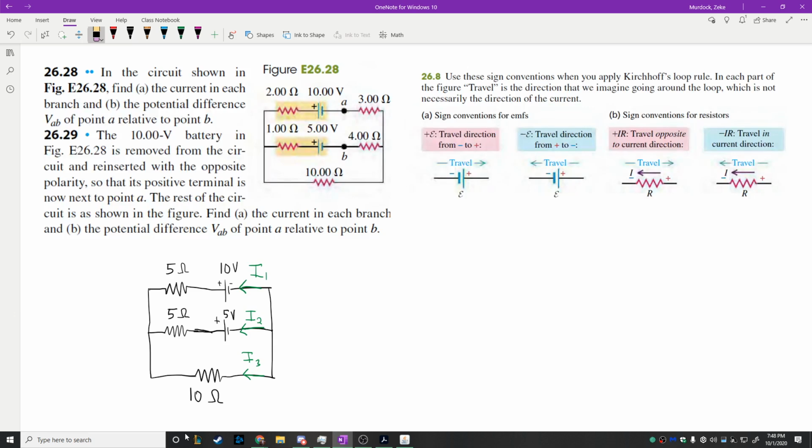Sorry, with capacitors, I thought you couldn't go across a battery, but with resistors, is that fine? What do you mean couldn't go across a battery with capacitors? I don't know what that means.